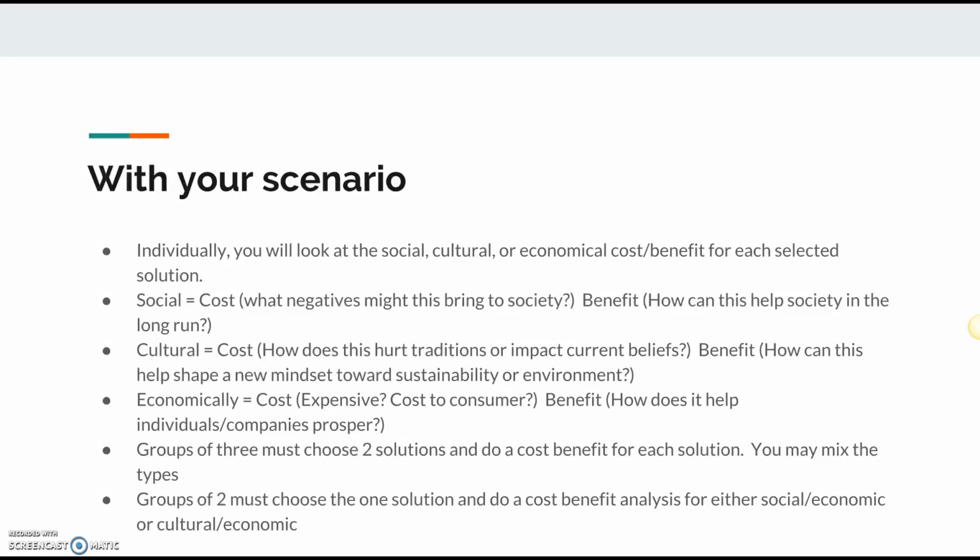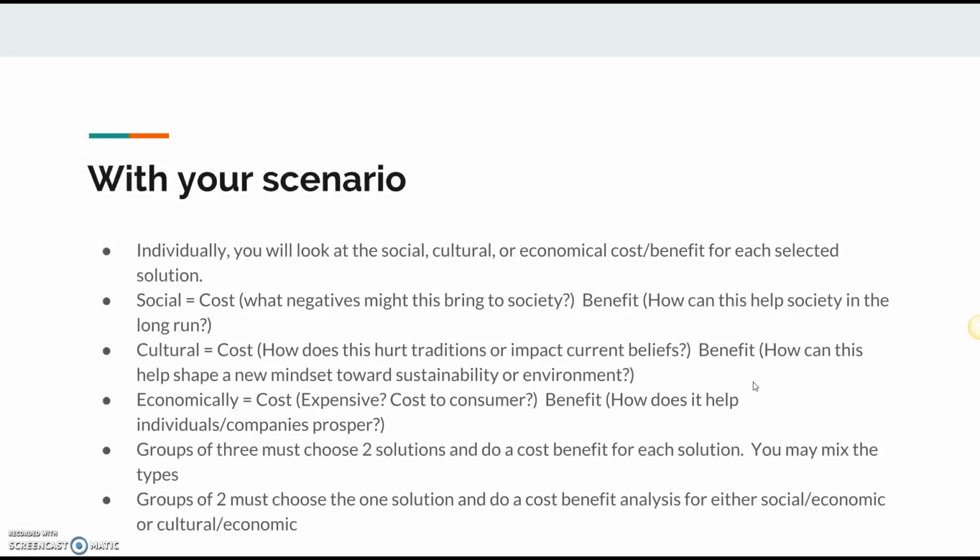When we're looking at the social impact, what we want to look at is cost. In our social impact, we're talking about the cost, which would be something like the negatives this brings to society. So that would be social. If we were looking at something like the costs of using a new type of technology, it might be very expensive, or it might require people to have more laws or more regulations. These are things that would be more social. Benefit: how can this help society in the long run? So we want to look at how it's affecting society and how we can benefit society in the long run.